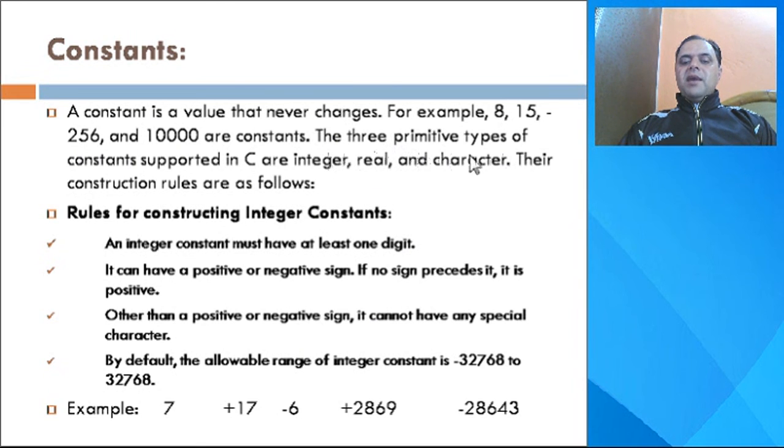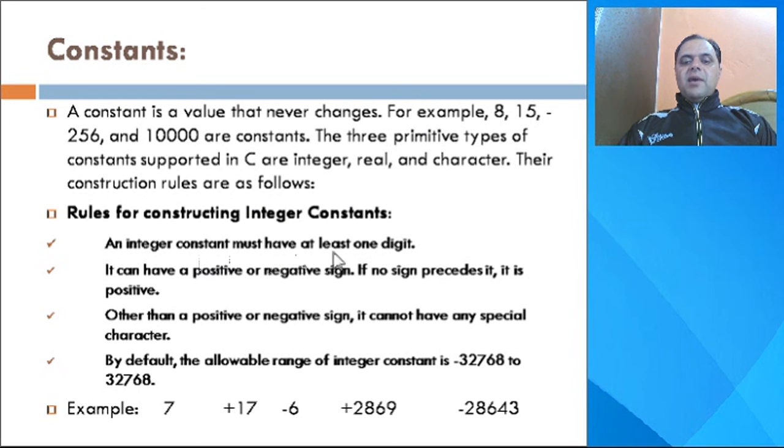So the three primitive types of constants supported in C are integer, real and character. These are the three types of constants in C: integer, real and character. Their construction rules are as follows. Rules of constructing an integer constant: how can we construct an integer constant?